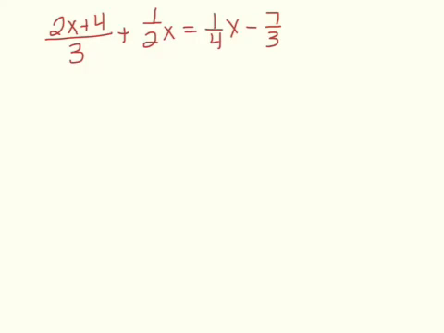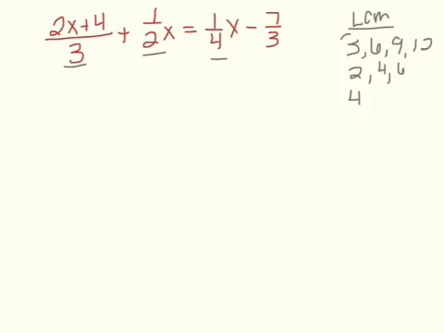We're going to clear our fractions by finding a least common multiple. If I can find a least common multiple and multiply everything by that, I can drop my denominator. Well, I have a 3, I have a 2, and I have a 4. So I need to find multiples of these. Well, 3, 6, 9, 12, 2, 4, 6, 8, 12, 4, 8, 12, 16. Now, which one do I have in common?